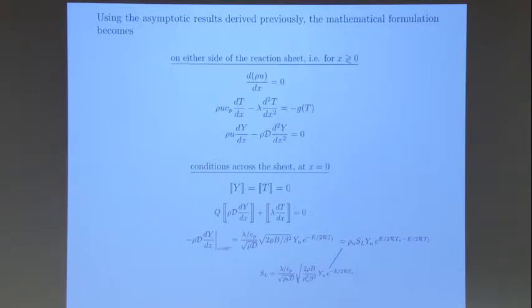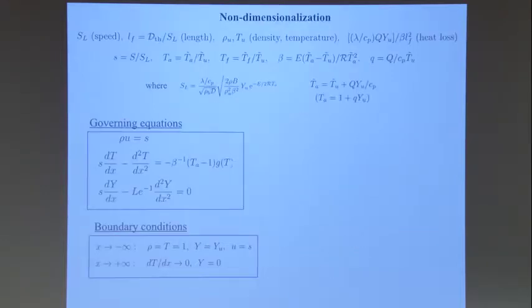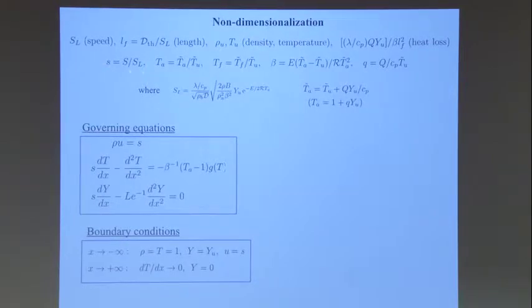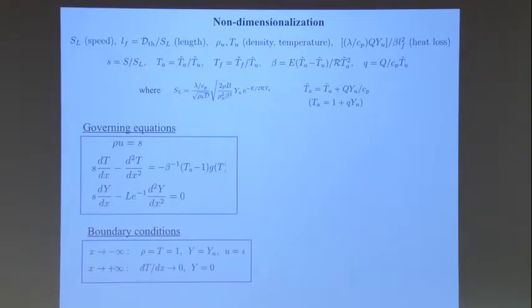Across the flame, I mean across the reaction sheet in particular. Okay, another thing: we are going to put, first of all, the equation in dimensionless form. And the idea is we are going to use exactly the same units as we did for a planar flame, with the exception that the speed is now scaled with respect to the laminar flame speed.